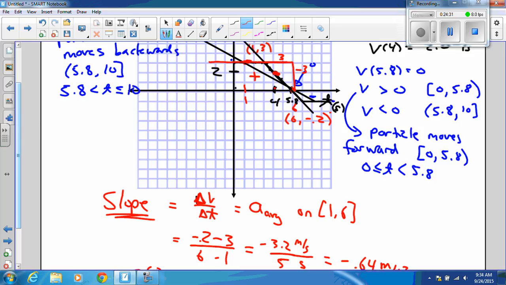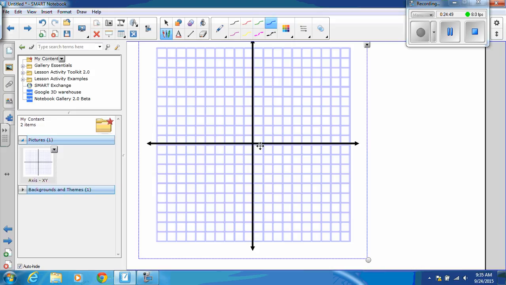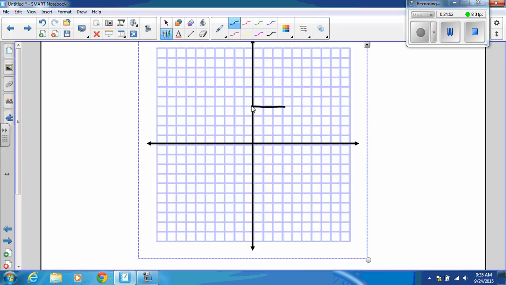Let's come back, and I want to take this same motion graph, if I can. I'll try. That was -1.7 and 3.3. Okay, so here is my velocity graph reproduced. And of course, we have positive here, and we have negative here.